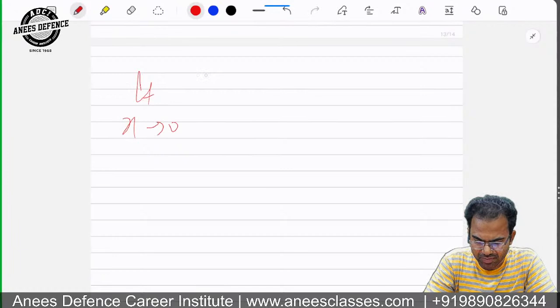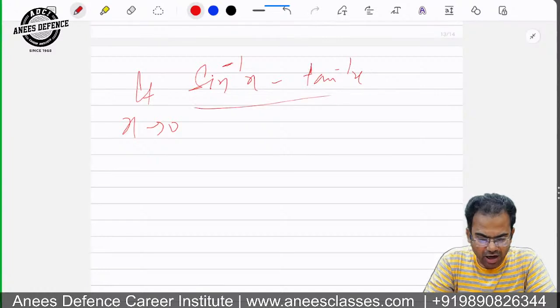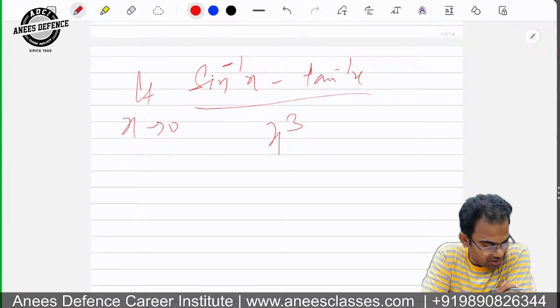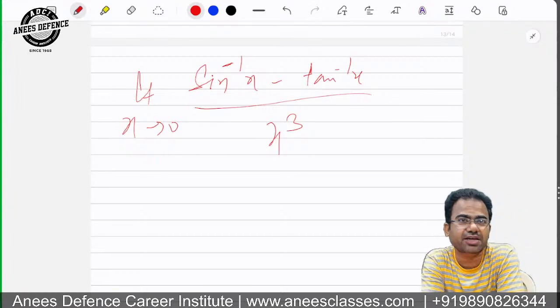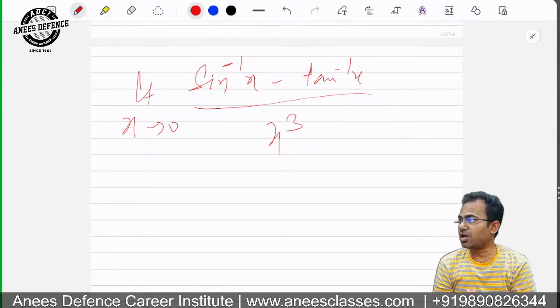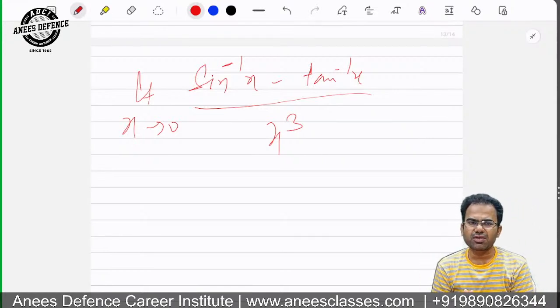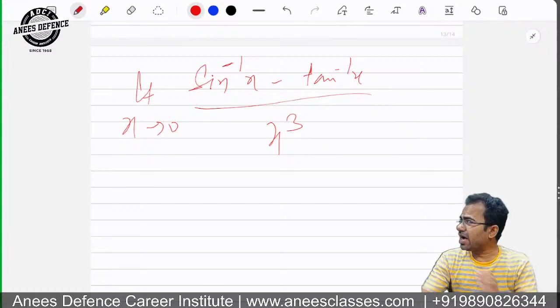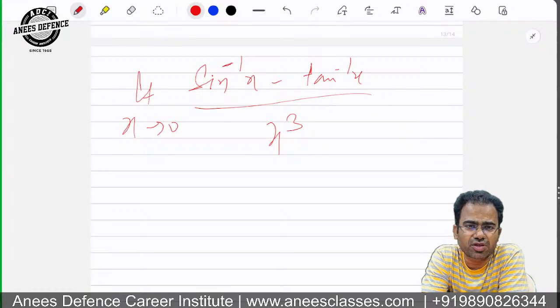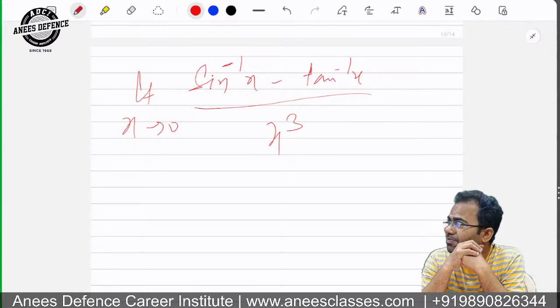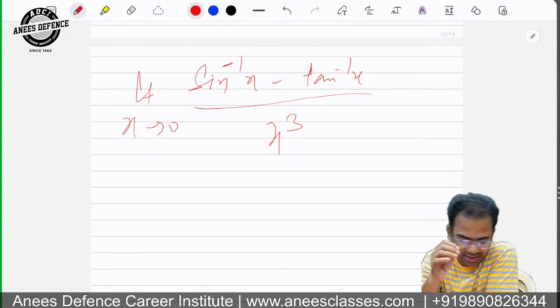Limit x tends to 0, sine inverse x minus tan inverse x upon x cube. You can solve this by many transformations, but if you use the series of sine inverse x and the series of tan inverse x, you can solve easily, okay. So solve this. If you ask for another question of this type, that means to put the series of functions. So put the series of sine inverse x and tan inverse x, and then you can get the answer easily.